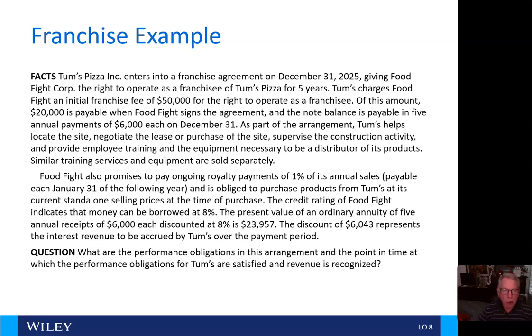The present value of an ordinary annuity of 5 annual receipts of $6,000, each discounted at 8%, is $23,957. The discount of $6,043 represents the interest revenue to be accrued by Tums over the payment period. So, what are the performance obligations in this arrangement and the point in time at which the performance obligation for Tums is satisfied and revenue recognized?